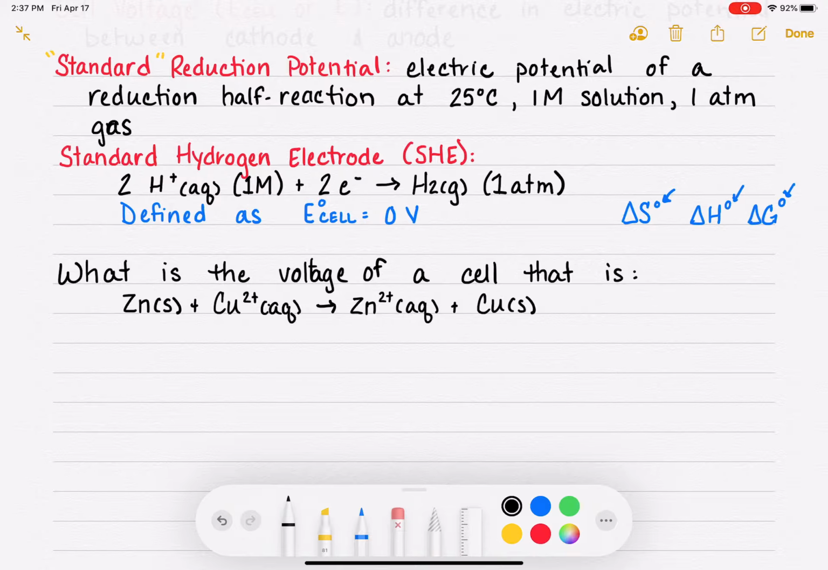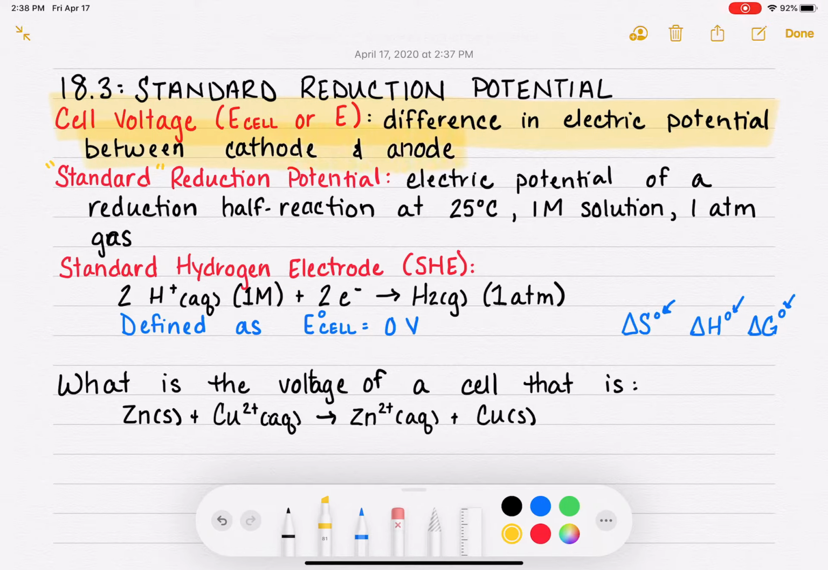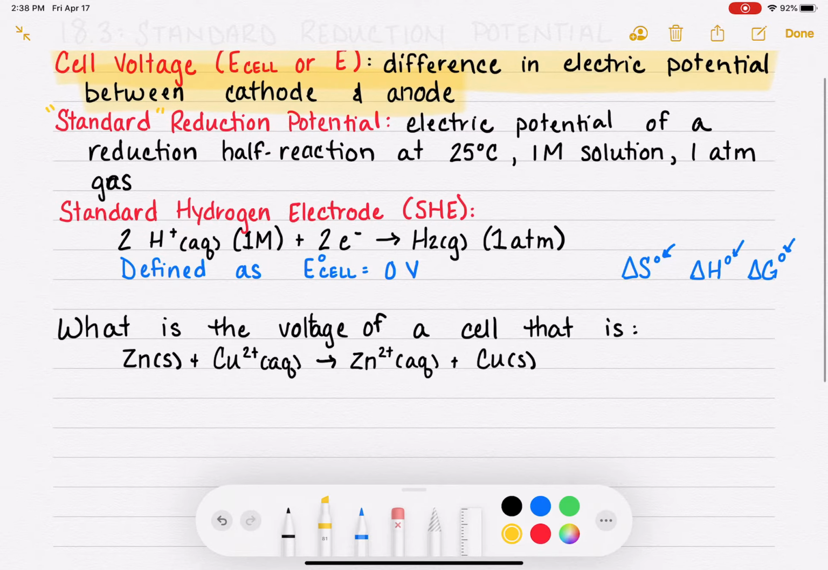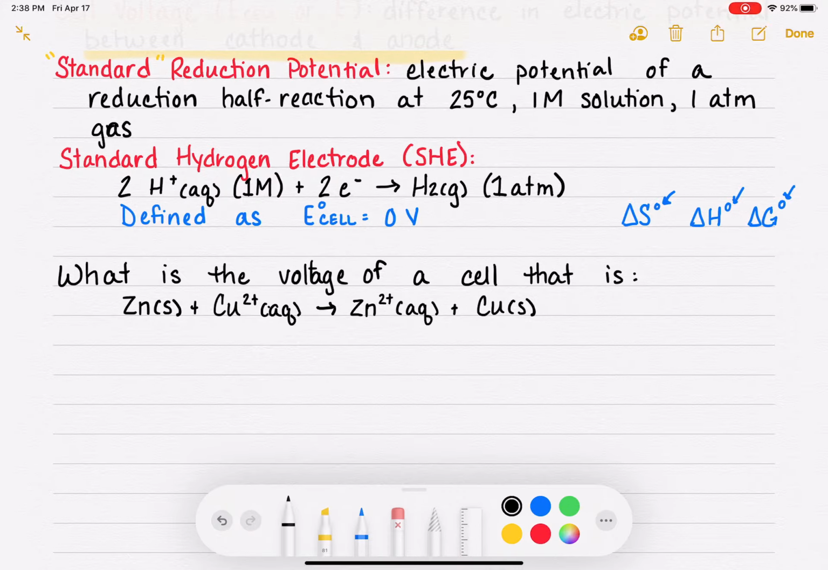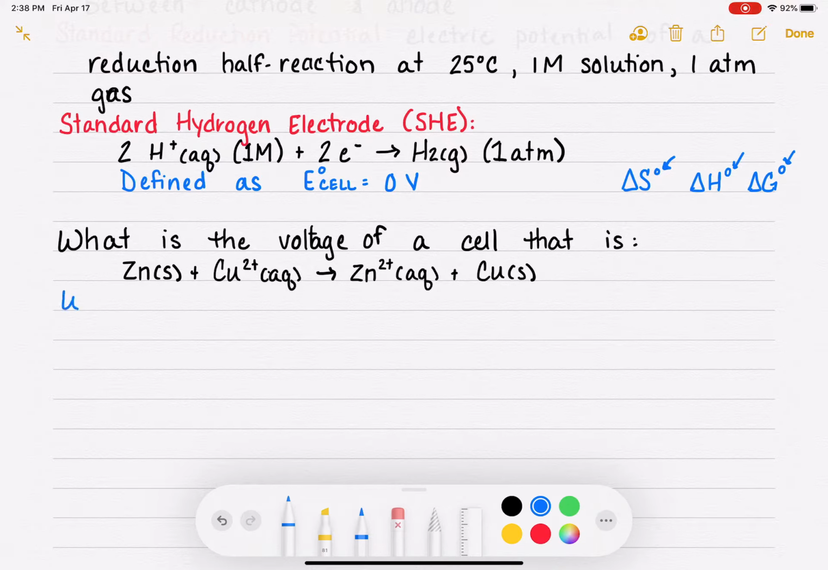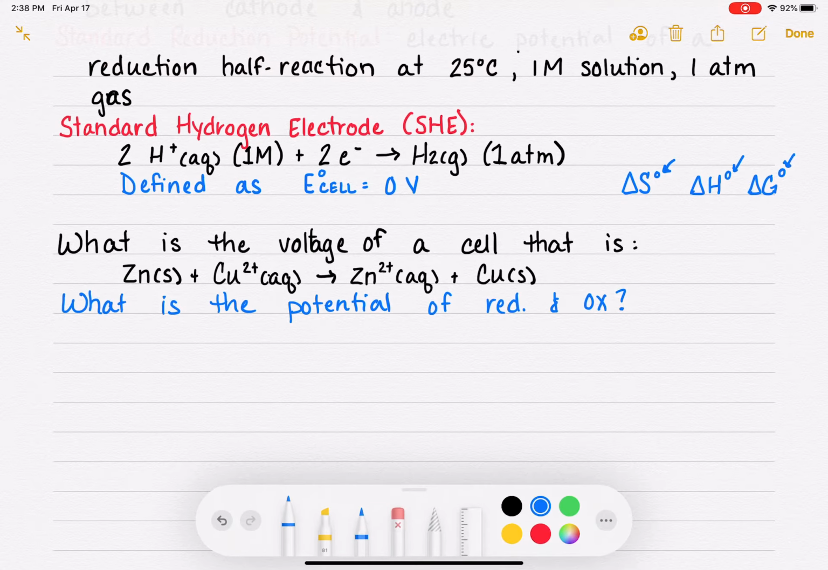So when we are being asked to calculate the voltage of a cell, the voltage comes from the difference in electrical potential between the cathode and the anode, between the reduction and the oxidation. So for us to be able to answer this question, we need to know what is the potential of the reduction and what is the potential of the oxidation. And then once we know what they are, we need to know what their difference is. So what's the difference between them?